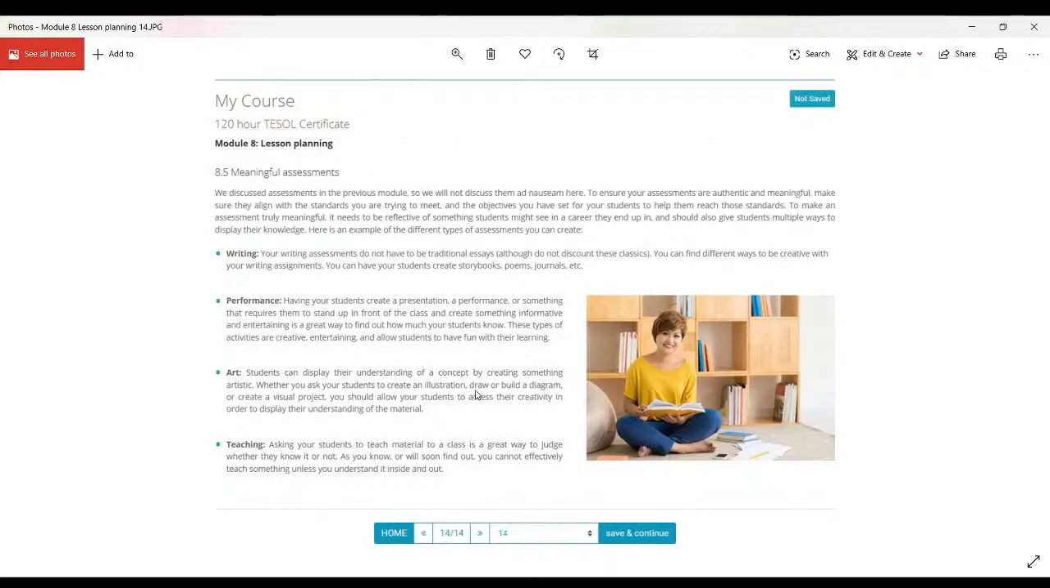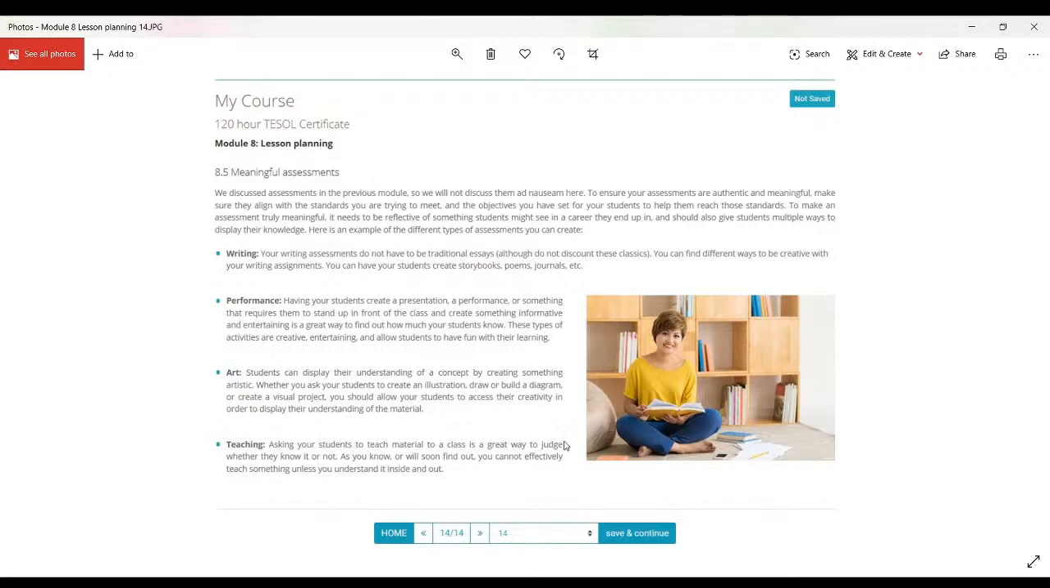Alright, last part of Module 8, Lesson Planning. It's 8.5, Meaningful Assessments. We discussed assessments in the previous module, so we will not discuss them ad nauseam here. Okay, so that means that we are not going to be redundant, because it's going to be so annoying if we keep on talking about that.